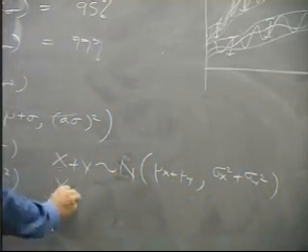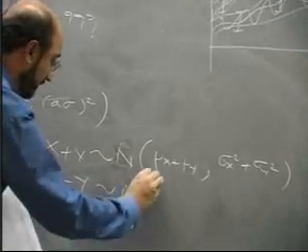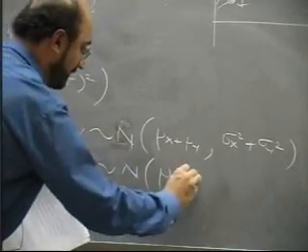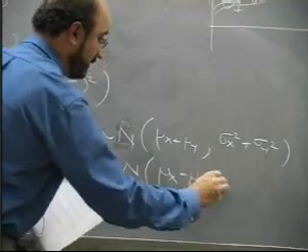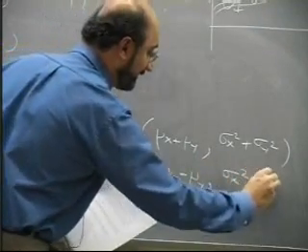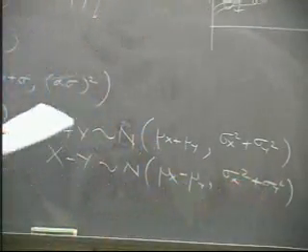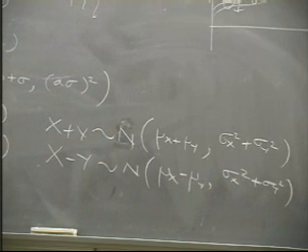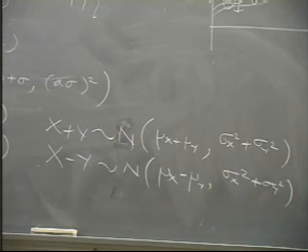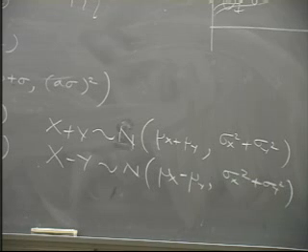And X minus Y is distributed normally with mu X minus mu Y. But the variance still adds up. So if you add these two variables, whether you add or subtract doesn't matter. The variances still add up.